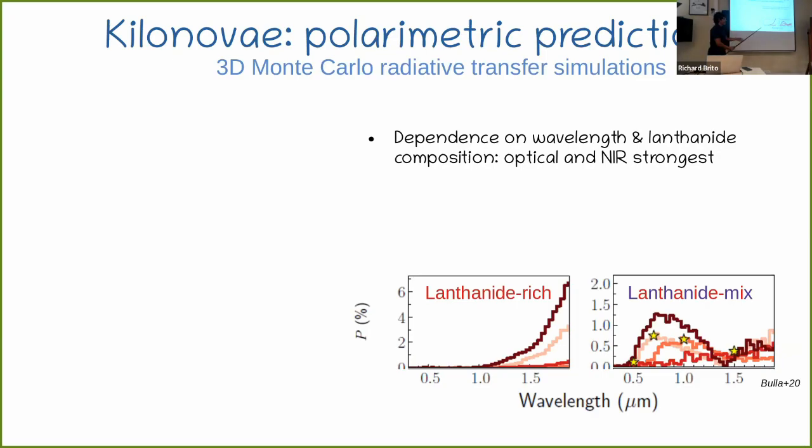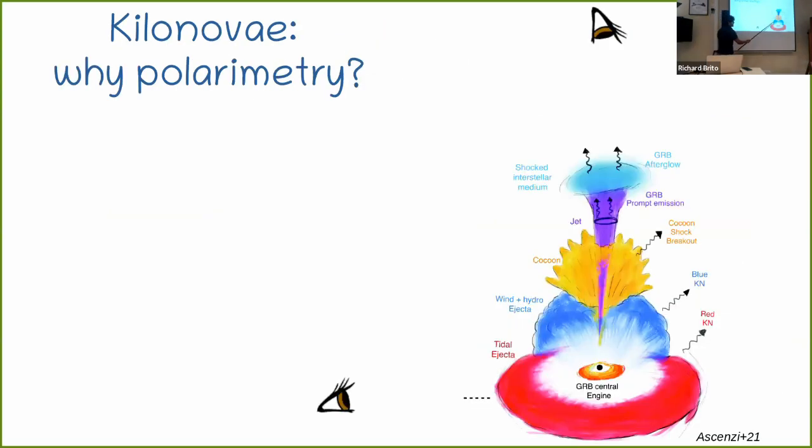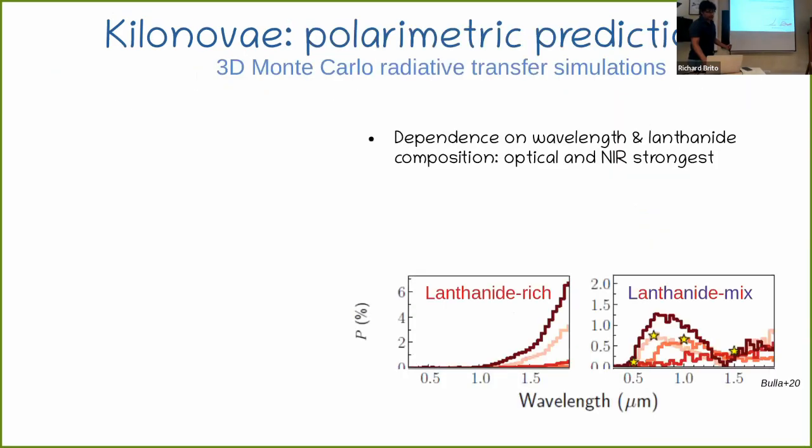Now in the infrared, they both have very low opacities. So if you remember, here in the infrared, they're both basically 0. And so it's just basically scattering. But then here again, you have the effect of geometry, so you won't have the same effects. And so that's why the lanthanide-rich gets more polarized if you look at it in the infrared.